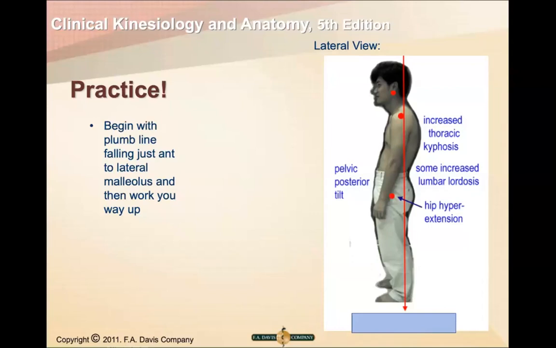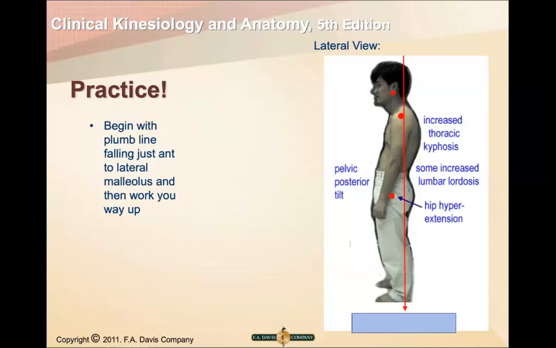Okay, now let's go back to the plumb line. Talk to me about the plumb line and the greater trochanter. Where is it supposed to be? It's supposed to be at the plumb line, right? Yes. So it's too far behind it right now. Okay, so he's just kind of hanging on the front of his hip ligaments right there.